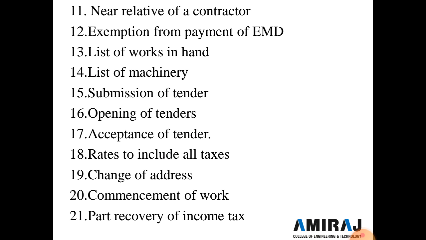Now 14th clause is a list of machinery. So the tenderer shall furnish along with the tender a list of machinery including the roller, tools, plants, and the process which he will utilize in the work.